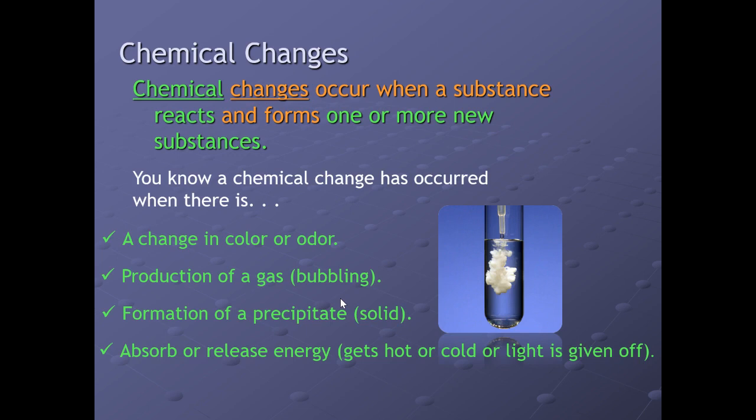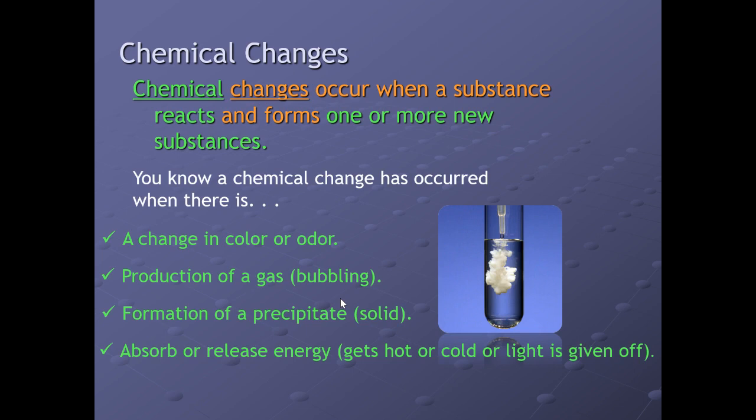You will notice that it starts to turn like a greenish color. And then there's also like a change in the odor, right? So like milk starts to smell sour. Sometimes a gas is produced. Sometimes formation of a precipitate or a solid, and you can kind of see that in milk too. With that same example, usually chunks of milk start to form, a precipitate starts to form in that rotting milk, and then it absorbs or releases energy, such as getting hot or cold, or light is given off.